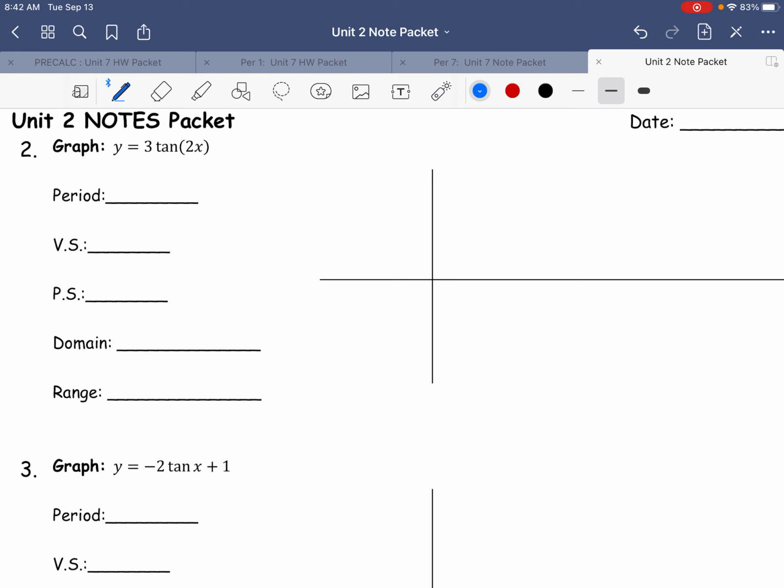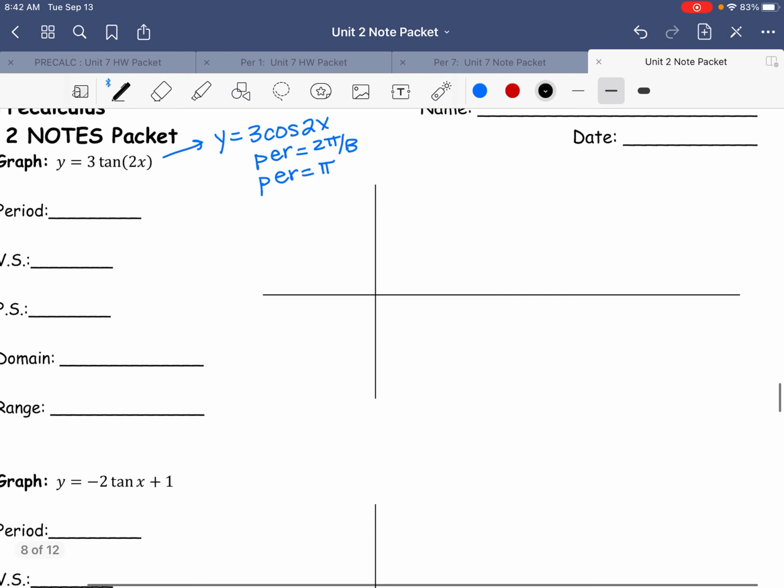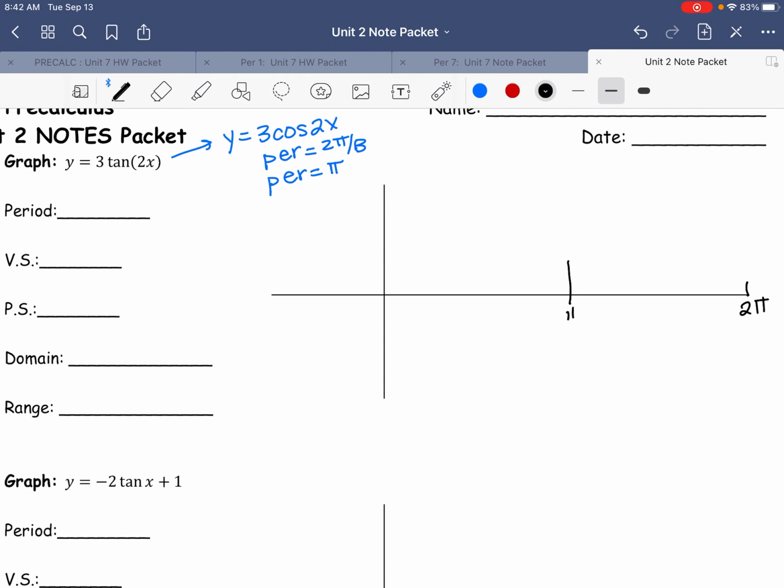So example number 2 says 3 tangent of 2x. So for 3 tangent of 2x, I'm first going to graph y equals 3 cosine of 2x. And I'm going to say that the period for cosine I know is 2 pi over b. So the period of this is going to be 2 pi over 2, or just pi, which creates us a little bit more work. If the period is pi, I have to go out to 2 pi, and then I have to cut 2 pi into b sections. So I have to cut it into 2 sections. So cut it in half, pi.